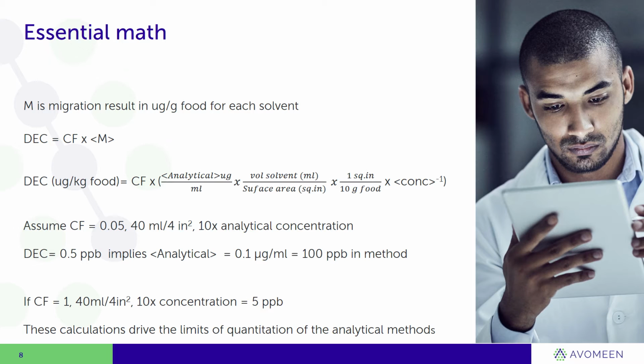But generally, these numbers for adult food are lower than 1. So you have a consumption factor. Now you have an analytical result in micrograms per mL.